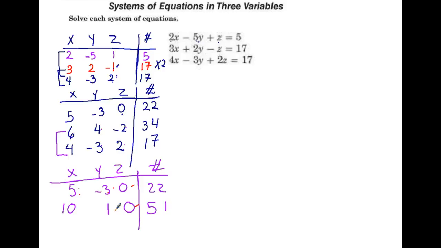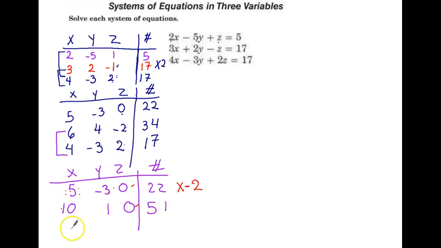We need to make one of these equations have the same number. Can I make a 5 into a 10? Yes, by multiplying the top equation by 2. But I want it to be a negative 10, so it will have an opposite sign. So I need to multiply the top equation by negative 2.